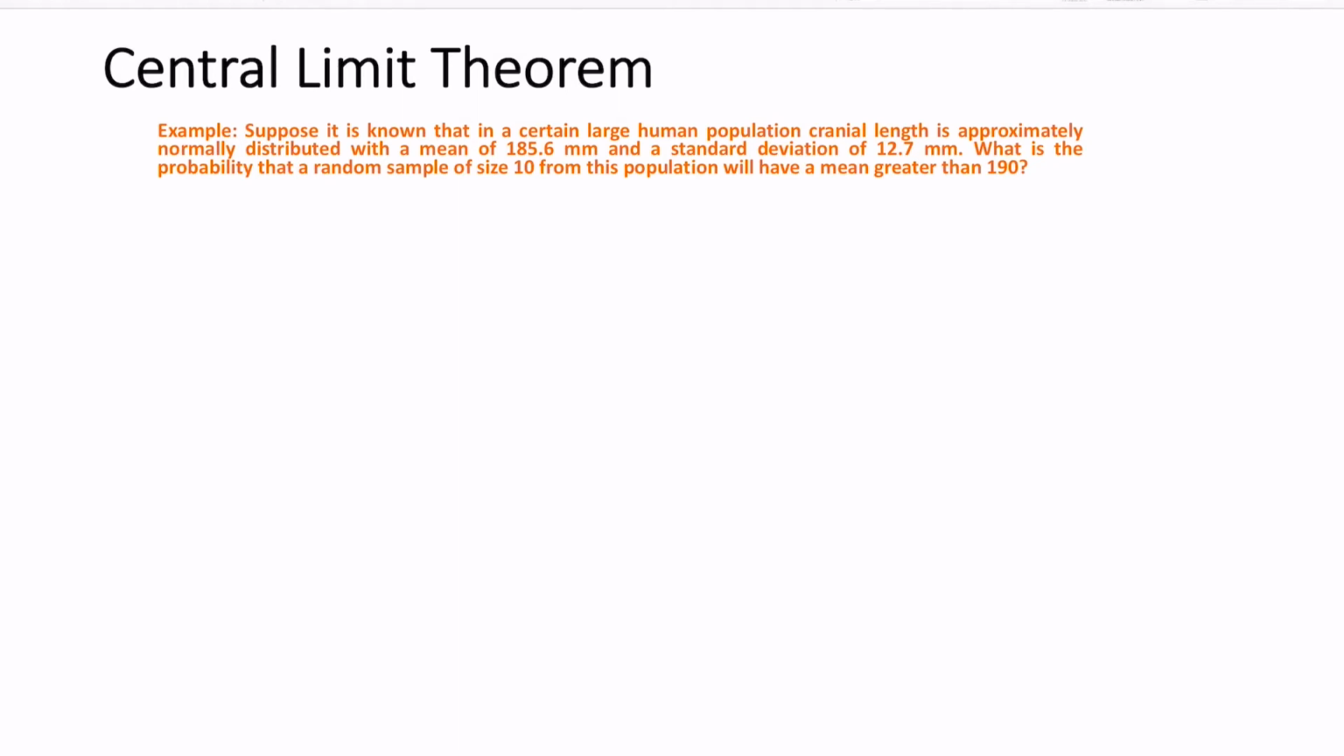Alright, so let's try and solve this problem. So what is given here? In a certain large human population, the cranial length is approximately normally distributed. So it's already given that it's normally distributed. Remember this point. With a mean of 185.6 mm and a standard deviation of 12.7 mm.